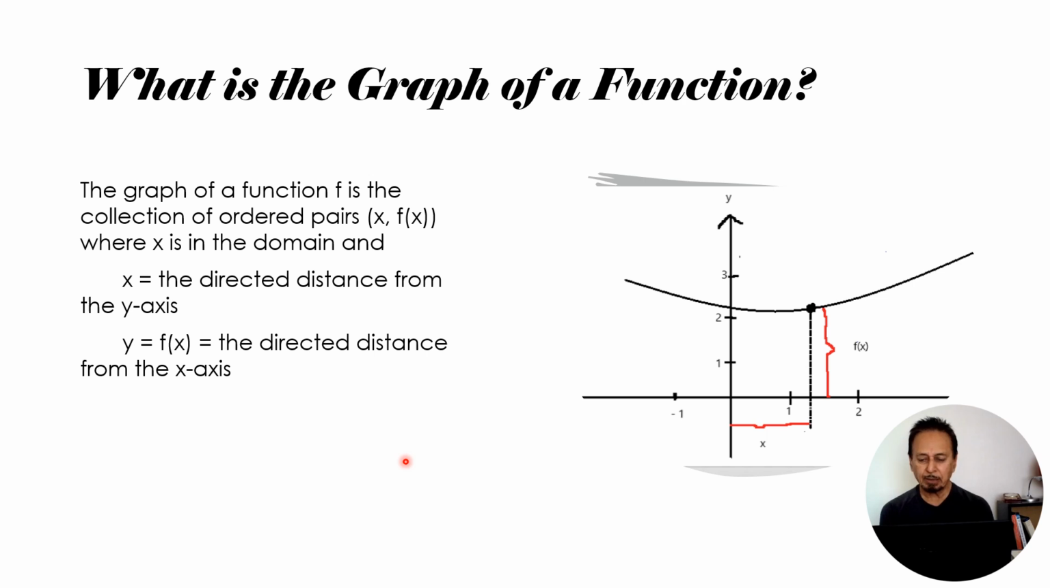What is the graph of a function? The graph of a function f is the collection of ordered pairs (x, f(x)), where x is in the domain and x is the directed distance from the y-axis, and y equals f(x) is the directed distance of a point from the x-axis.